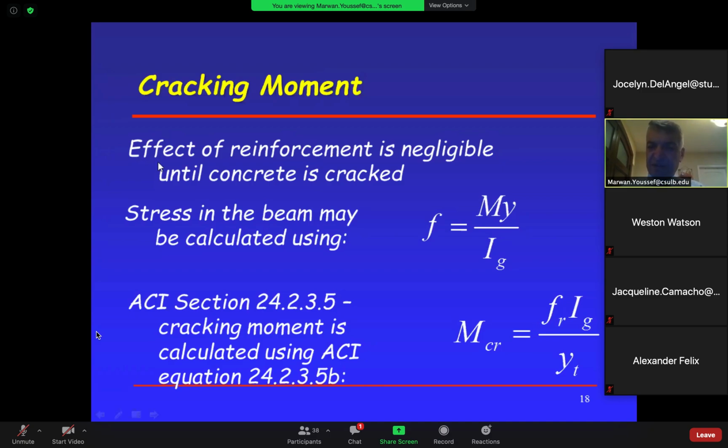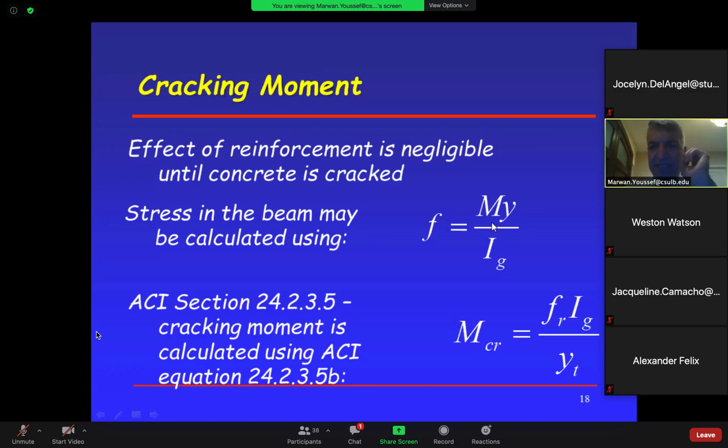This is the very, very important formula we studied in strength of material or deformable bodies: if you have a moment applied to a beam, you can calculate the stress on that beam. Stress equals M times Y divided by IG, the gross moment of inertia. M is the applied moment, Y is the distance from the centroid to the top or bottom, and IG is the gross moment of inertia.